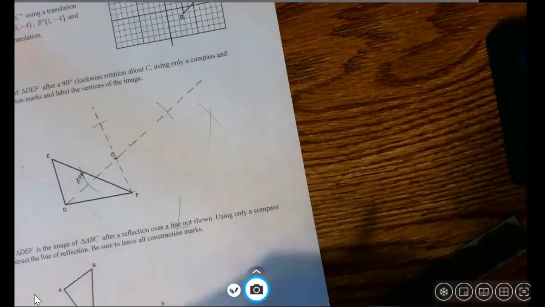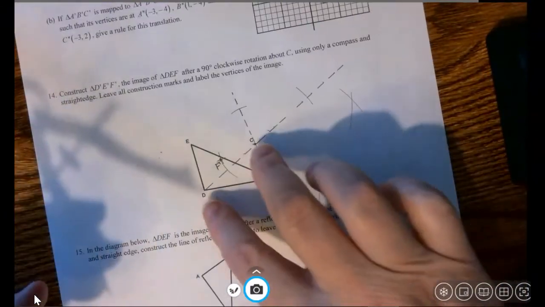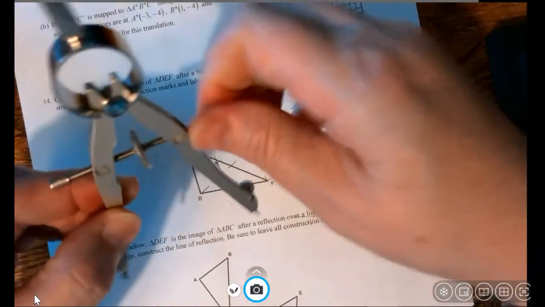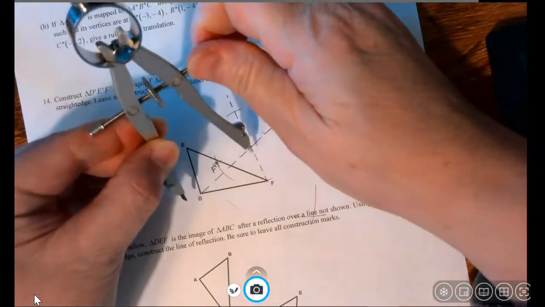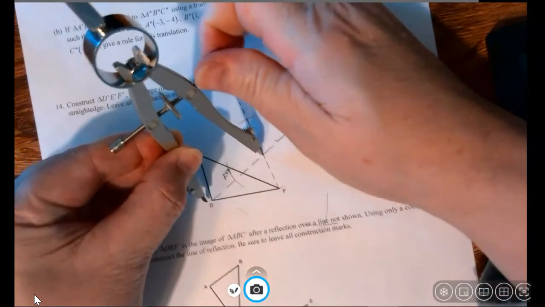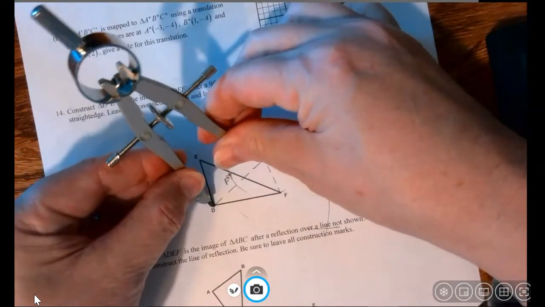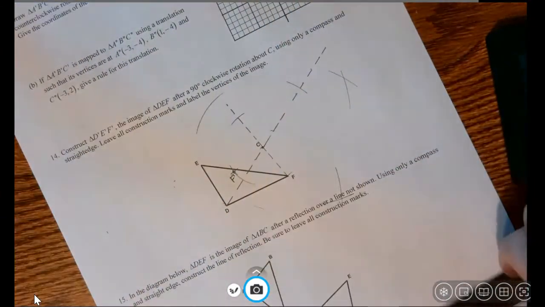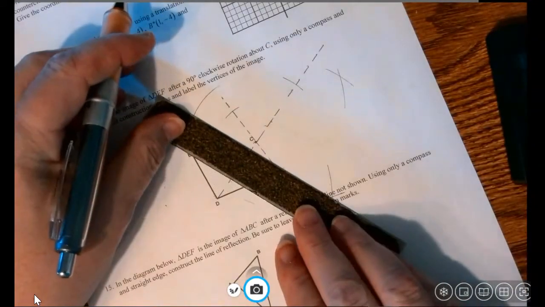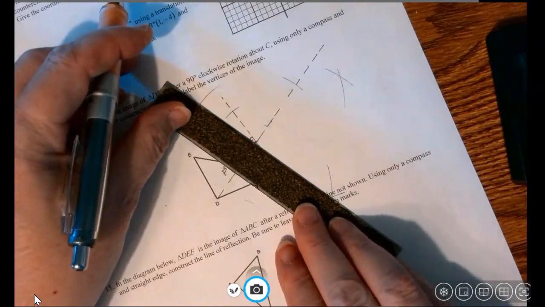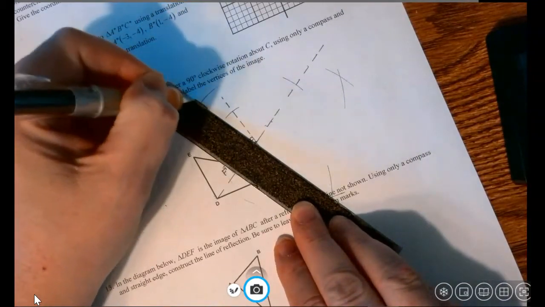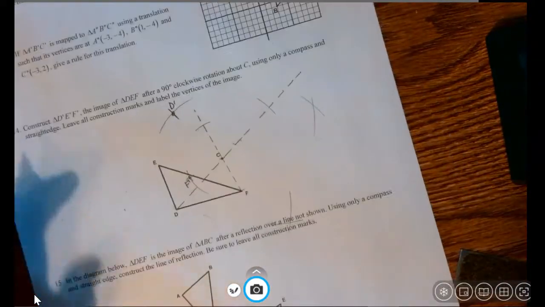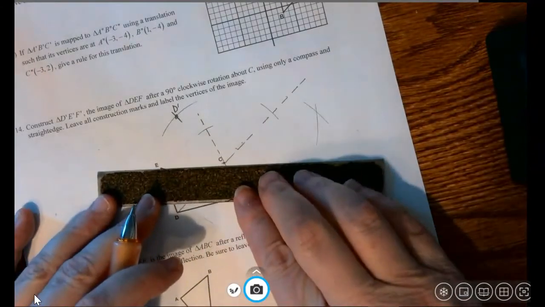And then, just like before, now I need the distance from C to D and the distance from C to D prime to be the same. So I'm going to remeasure that distance here, and then out here. And now when I connect and create my perpendicular bisector, this is where D prime will be. And then same thing from E.